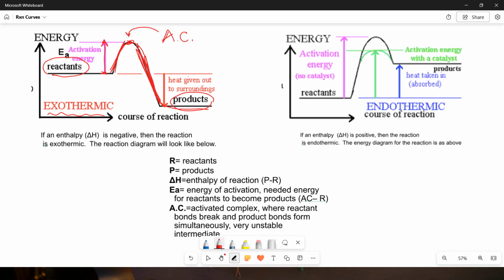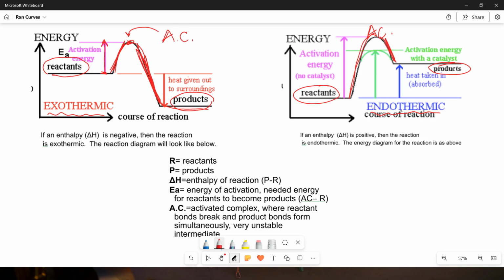Now, if we look over at the right side of the screen, we're going to talk about endothermic. Again, we start with reactants, we end with products. You can see that we have an initial energy that must go in to get up to the activated complex where reactant bonds break and product bonds form, and then we have energy coming out.